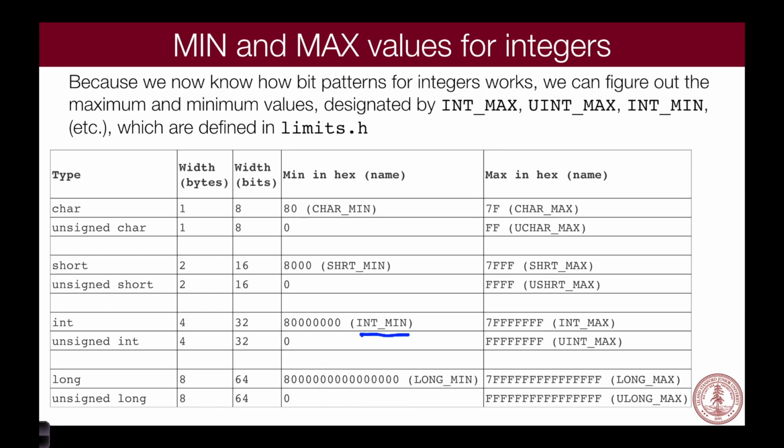So again, the takeaways are that you can use these constants to get your values, and you should know how they look. You should know that the lowest value in a signed number is going to be 1 followed by all zeros, and that the greatest number is 0 followed by all ones.